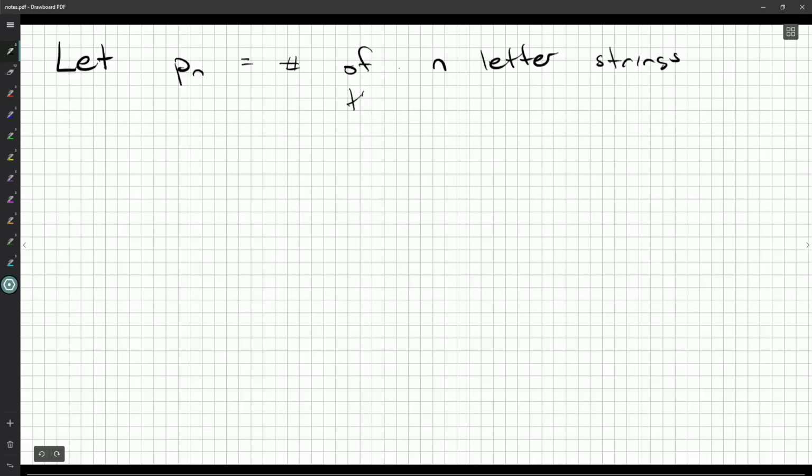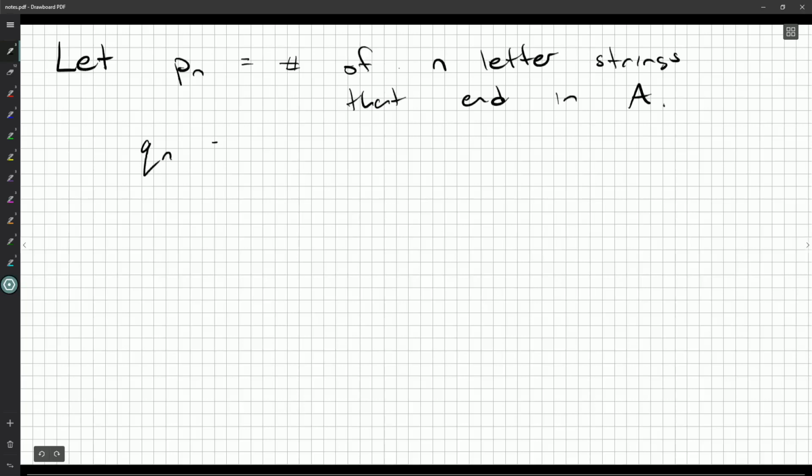I think we could probably do, okay, so let's let, I'm going to say, let PN, because it's got to be A, B, B, A. So I'm going to set it up nicely, and then I'll explain what I'm going to do. I'm going to let PN be the number of N letter words, or I think they called them strings, that end in A.